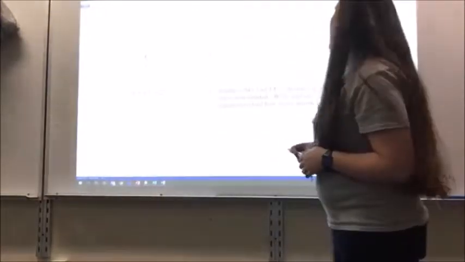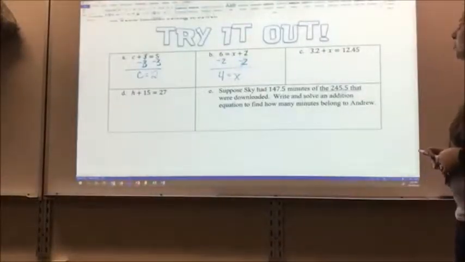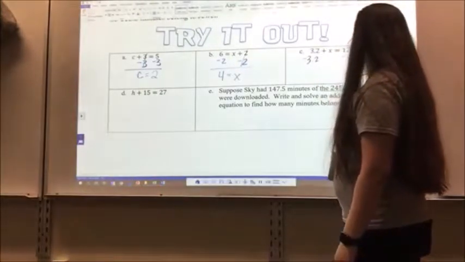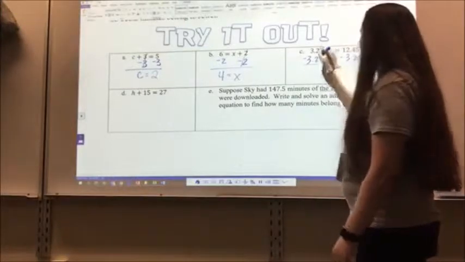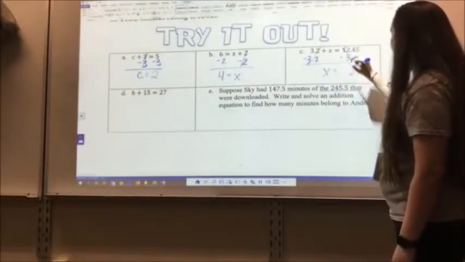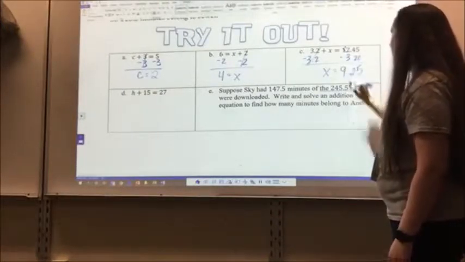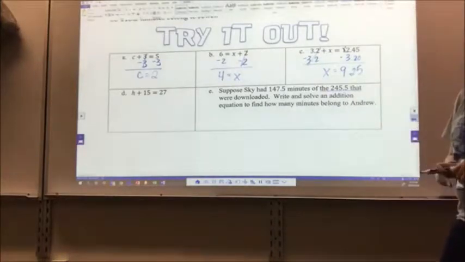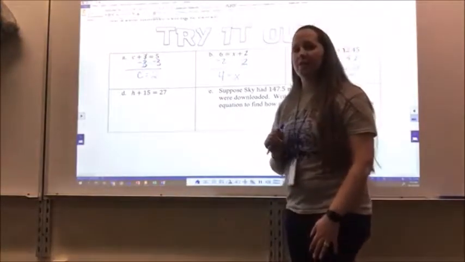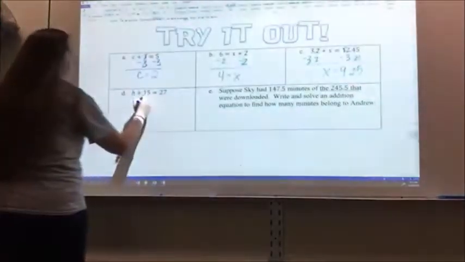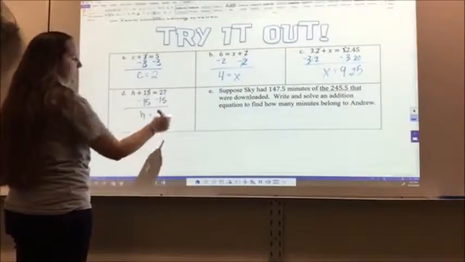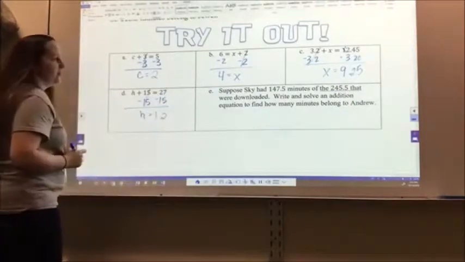For letter C, I have 3.2 plus x equals 12.45. Again, I subtract 3.2. I'm left with x, and x equals 9.25. For letter D, h plus 15 equals 27. Again, I want to subtract 15 from both sides. So h, this cancels. 27 minus 15 is 12.